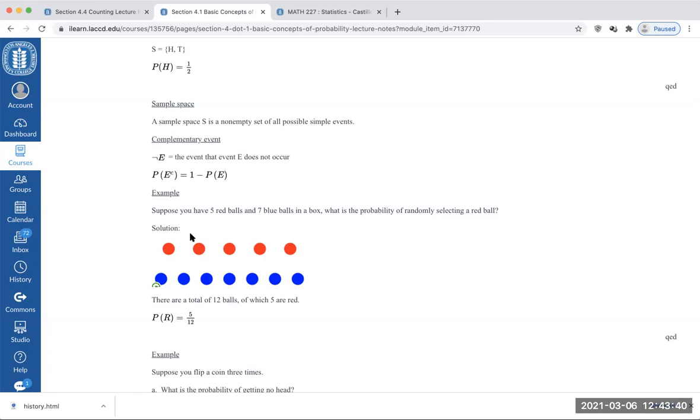Well, there are a total of 5 red balls out of the total of 12 balls. So 5 out of the 12 balls are red. So the probability of selecting a red ball is 5 out of 12. So 5 over 12.